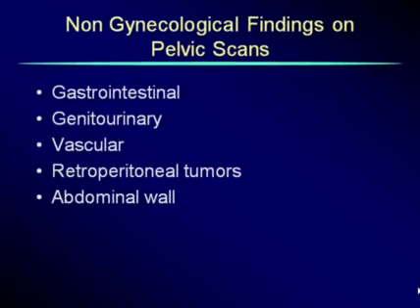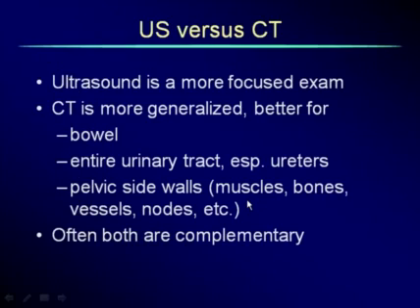I'd like to talk about causes of some of these non-gynecologic findings, and I'll talk about gastrointestinal findings, genitourinary findings, that mainly refers to the urinary tract, vascular etiologies, some unusual retroperitoneal tumors, and abdominal wall masses.